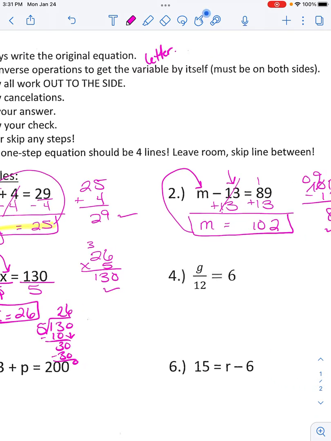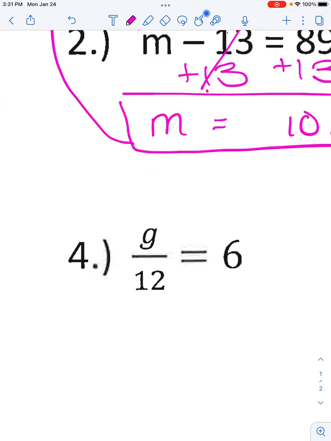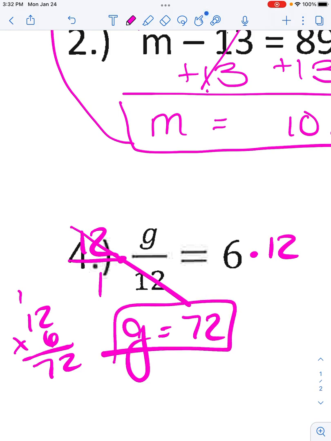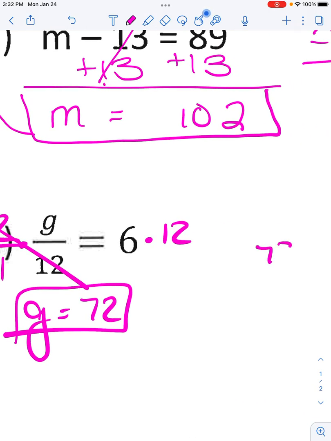Number 4. It says g divided by 12. The inverse of division is multiplication. So if it says divide by 12, we're going to do the inverse and multiply by 12. Think of this as a fraction, and those will cancel. So we're going to do 12 times 6 to get 72. And then we're going to check to make sure that makes sense. 72 divided by 12. We just did it. 12 times 6 is 72. So it checks out.